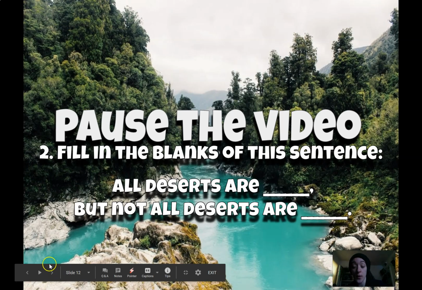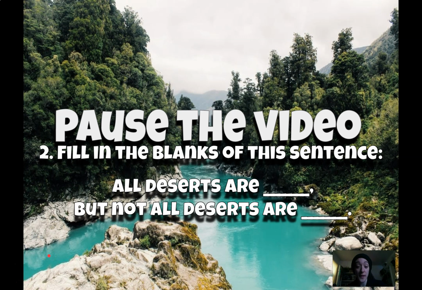Okay, so go to your Google form, go ahead and pause your video and answer question number 2. Fill in the blanks of this sentence. All deserts are blank, but not all deserts are blank. Awesome. You could have said, all deserts are dry, but not all deserts are hot. Or all deserts are dry, but not all deserts are cold.